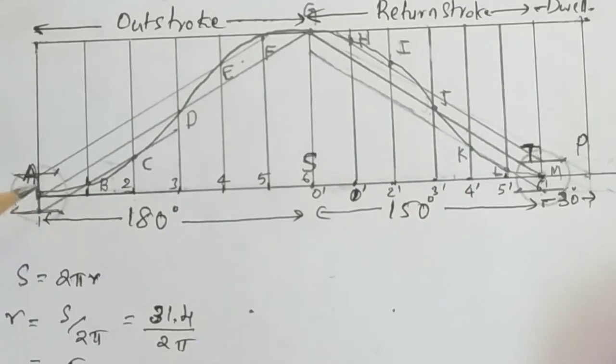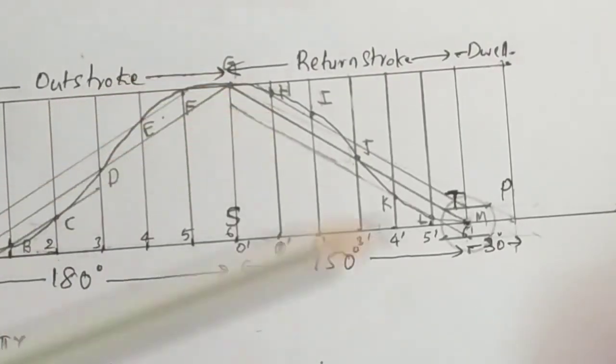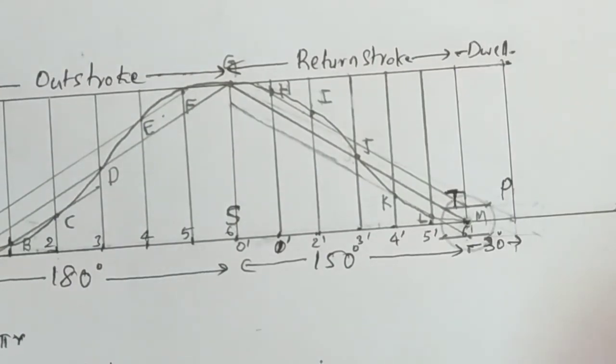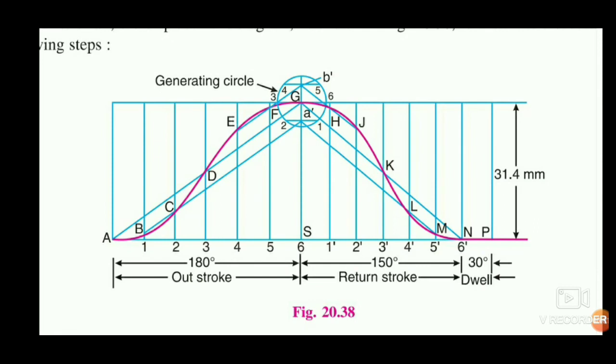That time you have to draw where it is starting. If it is outstroke, here it is starting, so here you have to draw the generating circle. For return stroke, here you can draw the generating circle, or here also you can draw the generating circle. So this is the next method in which you can draw this problem for displacement diagram. So you can see here outstroke and return stroke. For both outstroke and return stroke, we have drawn only one generating circle. So this is also possible, but the only thing is there should not be any dwell in between.